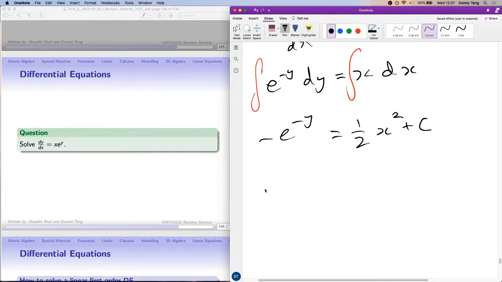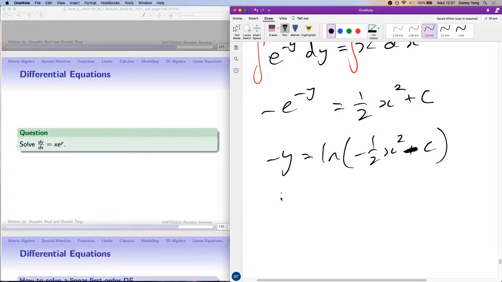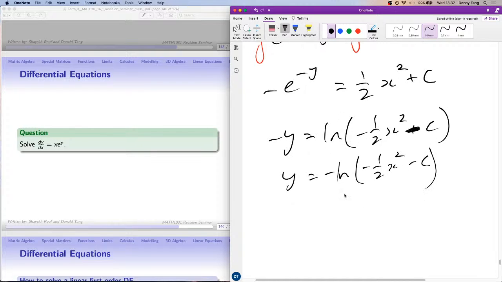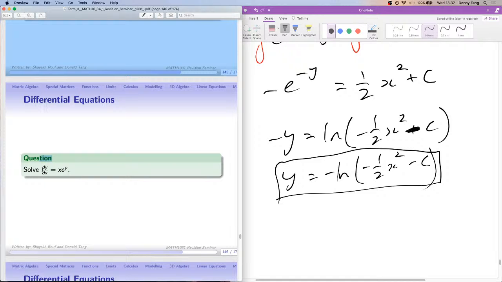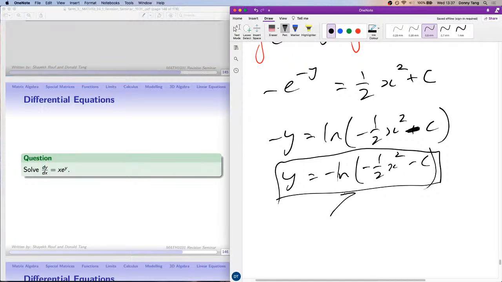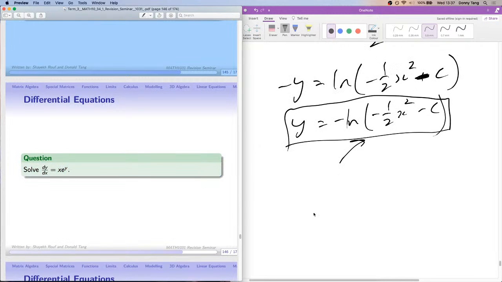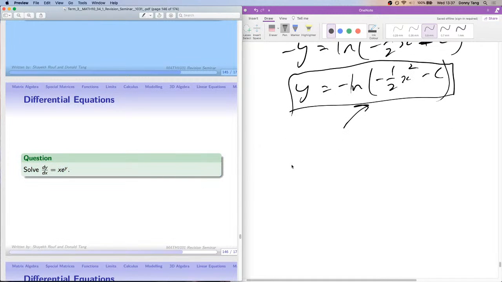We're going to say that negative y equals ln of negative a half x squared plus c, or minus c actually. And then y equals negative ln of negative a half x squared minus c, like so. That's going to be the final answer. And if you sub this into this equation and differentiate in terms of x, you are going to get x e to the power of y.